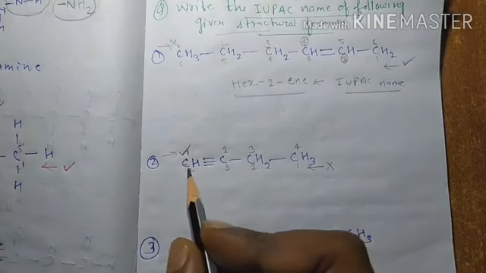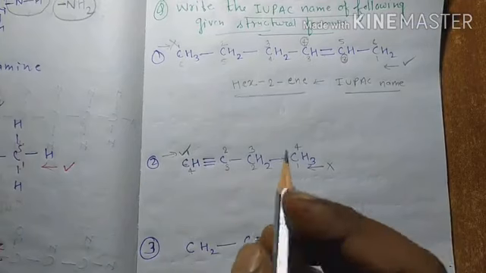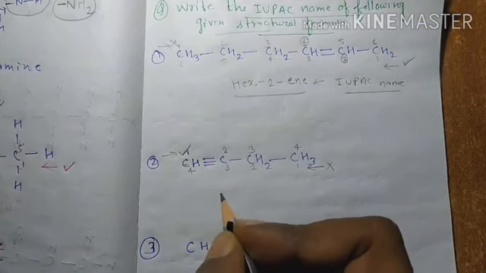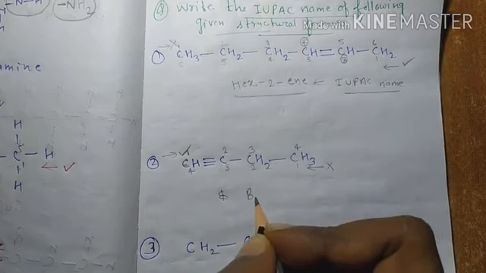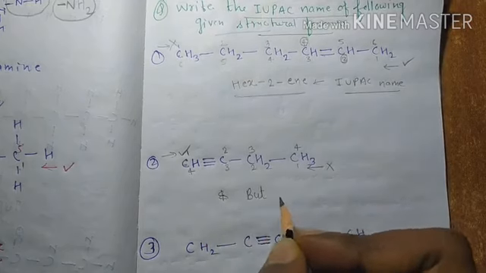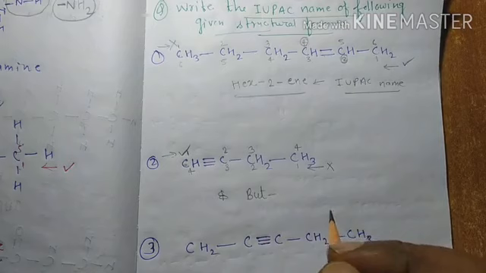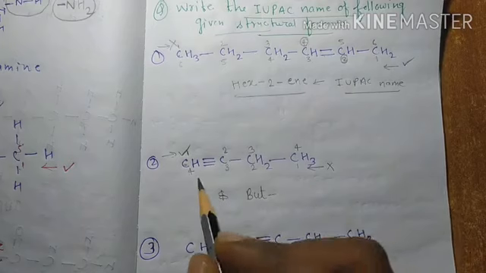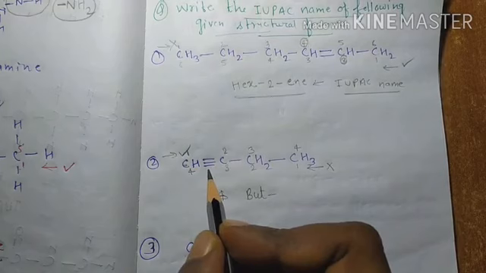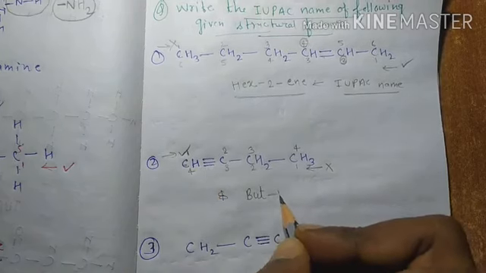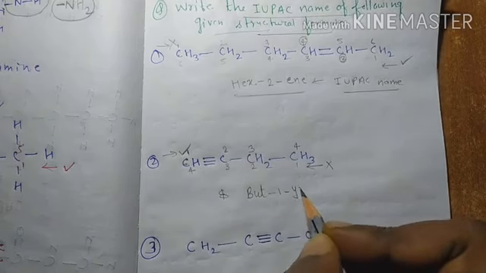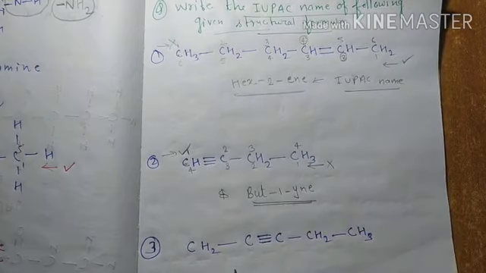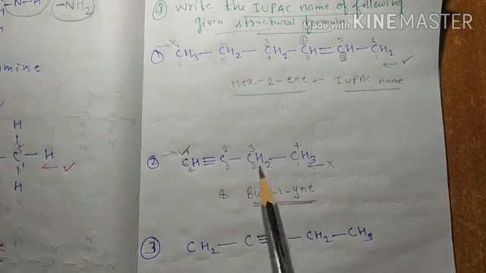So its name will be, the number of carbon atoms is 1, 2, 3, 4. For 4 we use but, then we will put a dash here. But-1-yne, because after 1 carbon atom there is a triple bond, Y-N-E. This is the correct IUPAC name. Otherwise, simply we can say this is butyne.